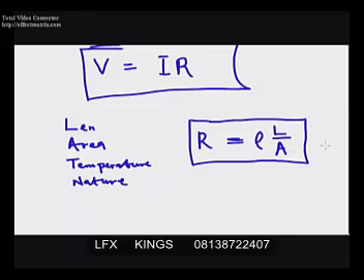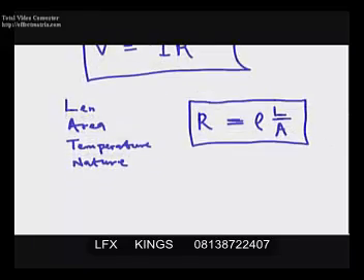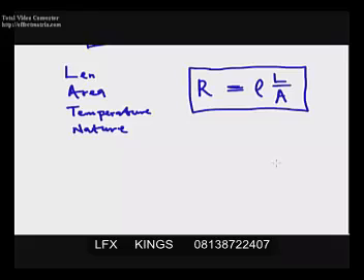You also have to know that if we make the resistivity the subject of the formula, the resistivity is equal to the resistance multiplied by area divided by length. So this is the resistivity. It's just making resistivity the subject of the formula.